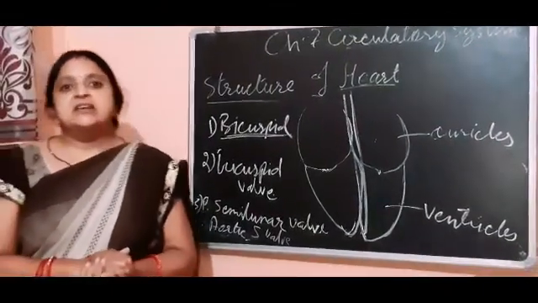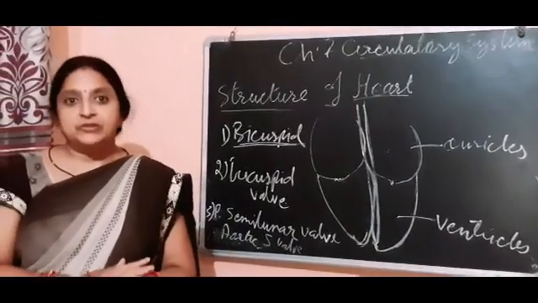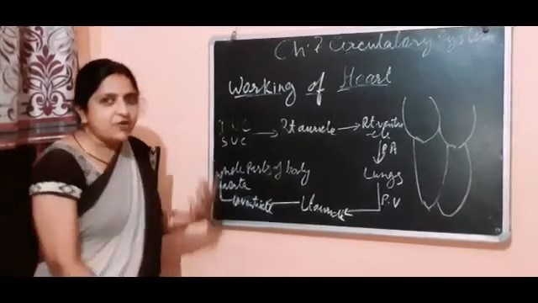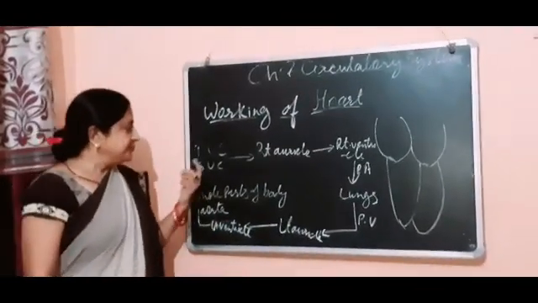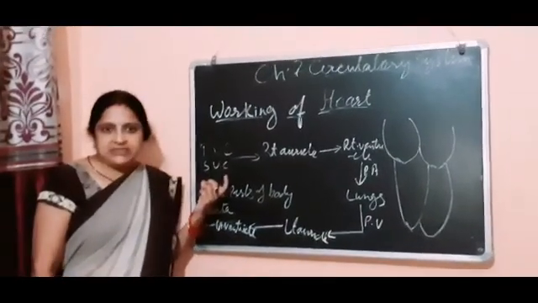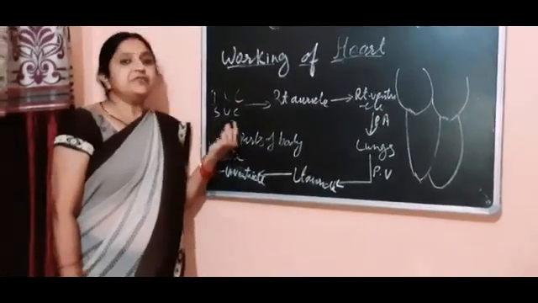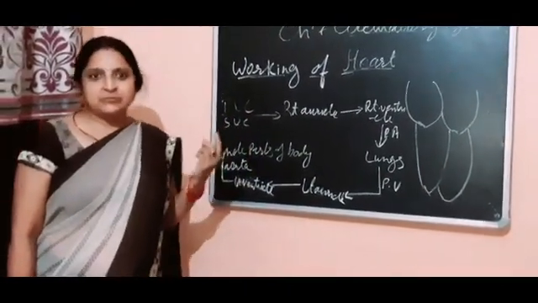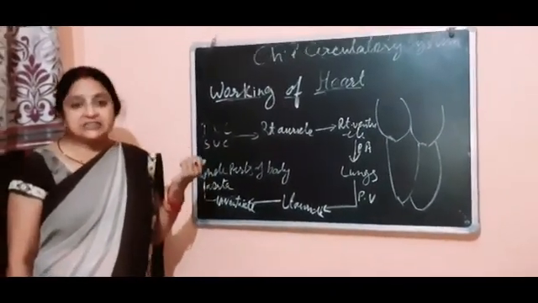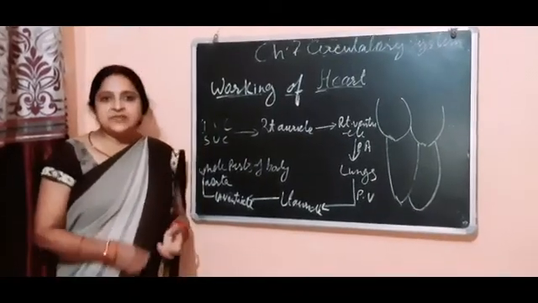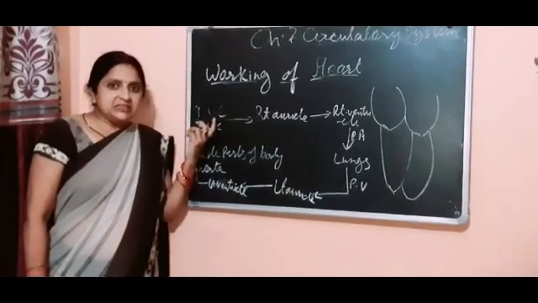Now we will study the working of the heart. How does our heart work? This is the chart. IVC and SVC are the full forms of inferior vena cava and superior vena cava. The full forms also come from this chapter, so you have to be very aware of these terms. These two vessels are veins.